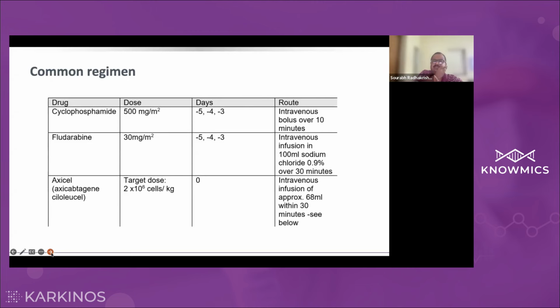There are other supportive molecules to be given for this. These include antiemetics and others. It looks very simple, but there are a lot of complications which are going to happen with these drugs which we are going to give.